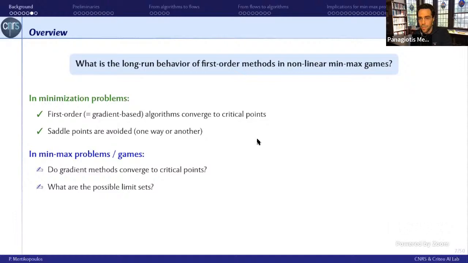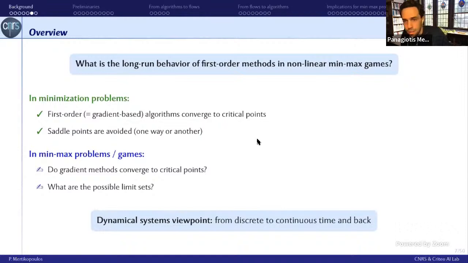And I should, of course, say that this talk will actually contain a range of results from a number of papers where the unifying viewpoint is exactly that of the theory of dynamical systems, which will allow us to go from discrete to continuous time and back again, and study continuous time dynamical systems and then build a dictionary with which we can regain some semblance of convergence in the discrete time setting.